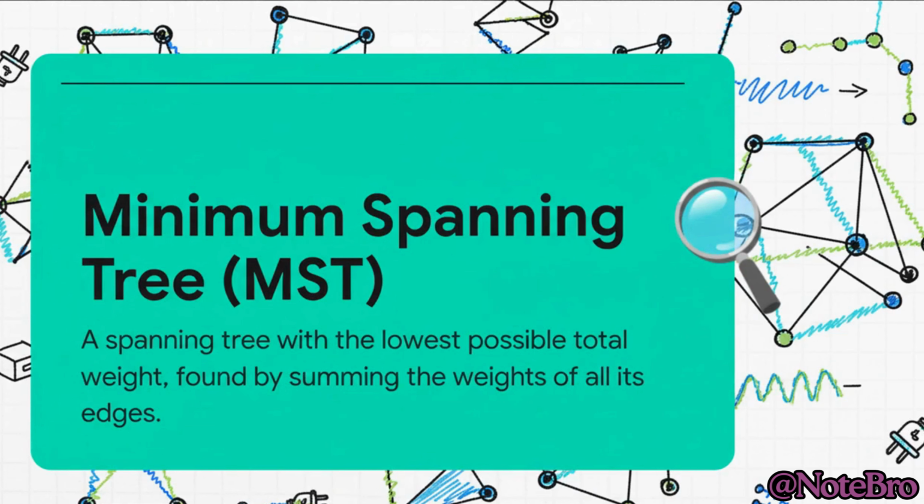And that brings us to the main event, the minimum spanning tree, or MST. So, for any given graph, you could draw a whole bunch of different spanning trees, but the MST is the special one. It's the one spanning tree where, if you add up the weights of all its edges, the total cost is the absolute lowest possible. It's the cheapest, most efficient skeleton for our network, period.